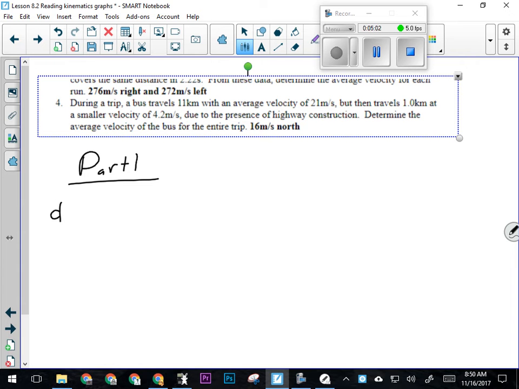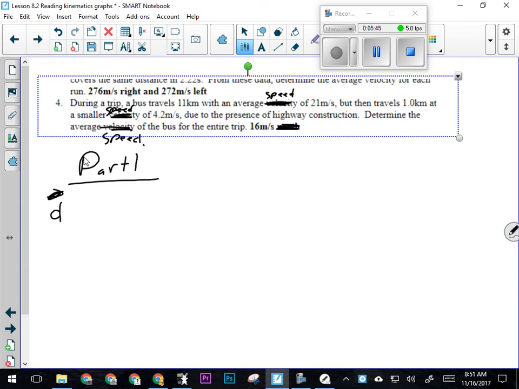We know that the displacement of the bus, sorry, it says velocity, but there's no direction in this question. You know why? Because this used to be a vector question, and I changed it without changing all the stuff I should have changed. That would definitely be confusing. So 11 kilometers has to be a distance because there's no direction. This can't be a velocity because it has no direction. Then it travels 1 kilometer at a smaller, sorry, this used to be a vector question and I changed it.